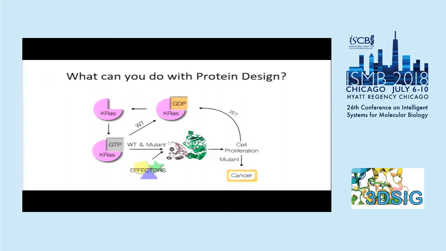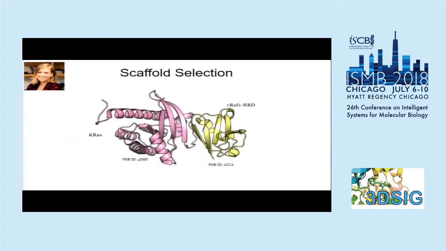So here we have the structure of KRAS bound to one of its effectors. And our idea was, let's just design an inhibitor for this effector. Something to keep in mind is that we've known about KRAS for about 30 years, and as of yet, it's remained undruggable.